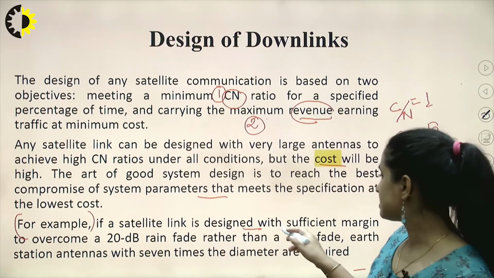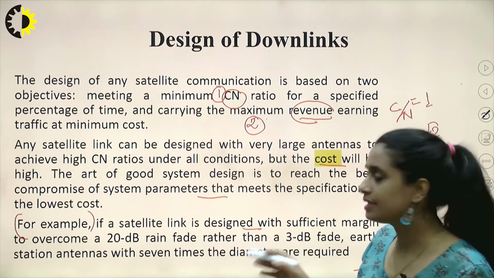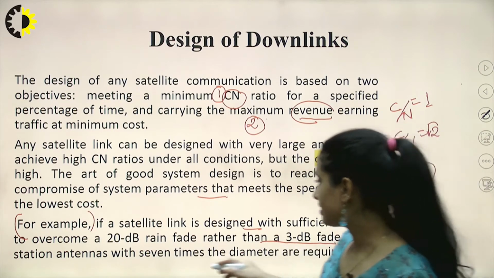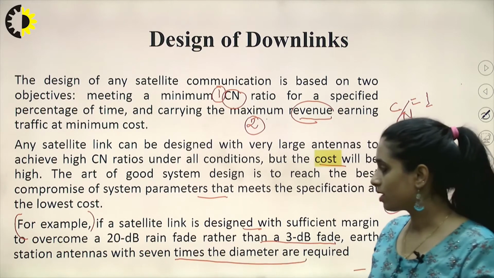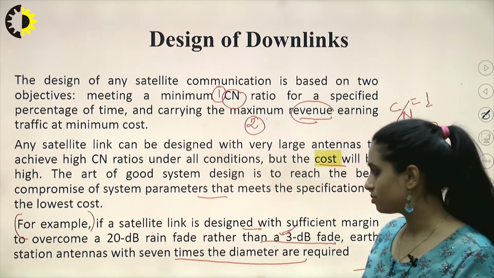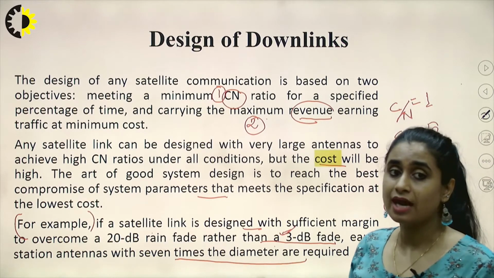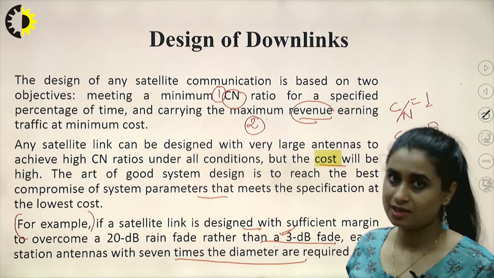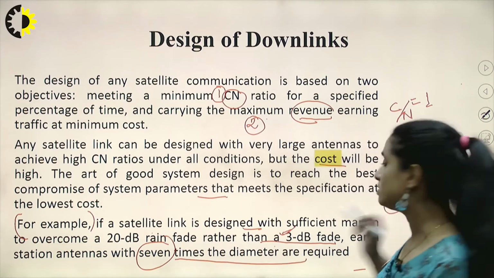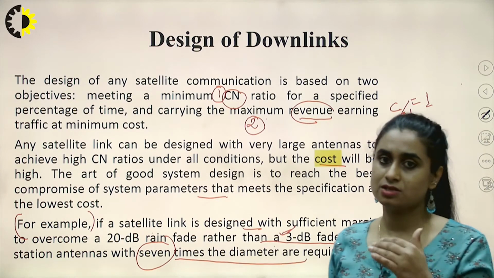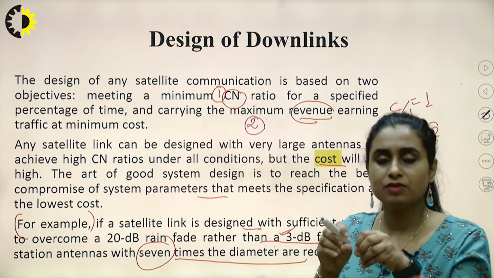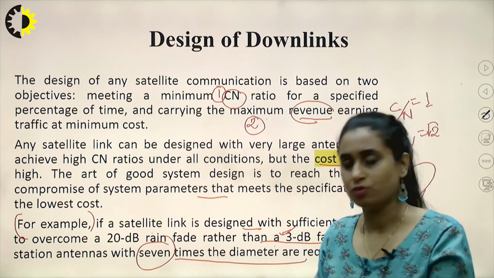If a satellite link is designed with sufficient margin to overcome 20 dB rain fade, then compared to a 3 dB fade, earth station antennas will be 7 times the diameter. If you want to reach this level from 20 dB to 3 dB, how much do I have to increase the size of the antenna? 7 times. And when I increase the size of the antenna by this much, that will add on to the cost, right? So we have to reach some optimized level where with minimum involvement of money we get maximum output, right?